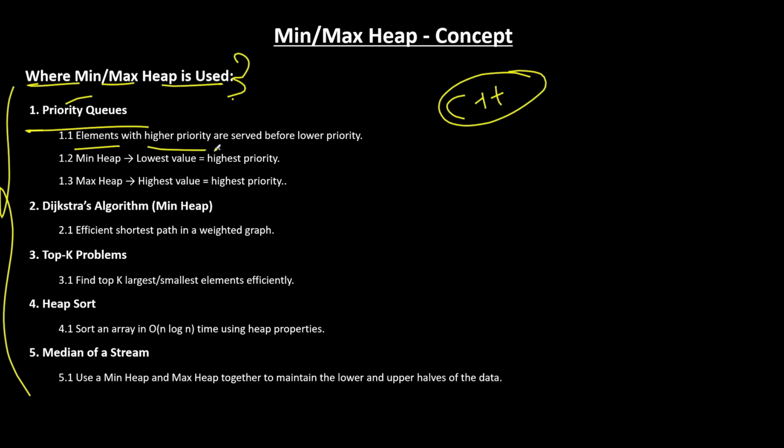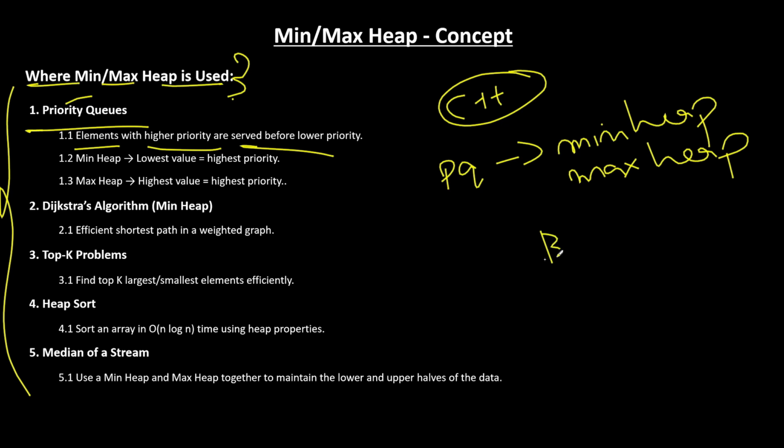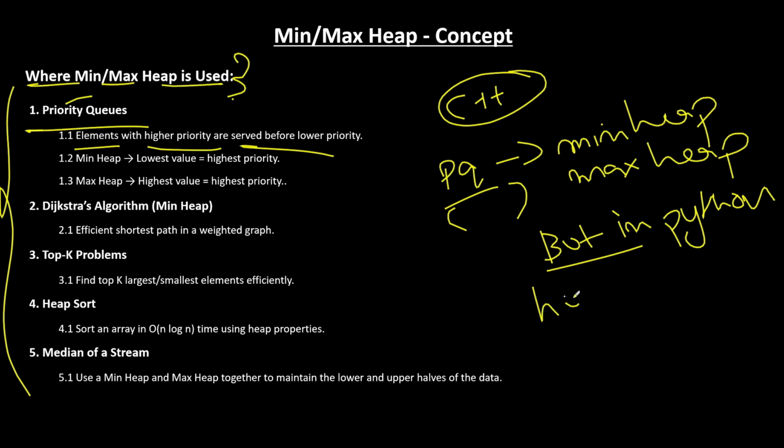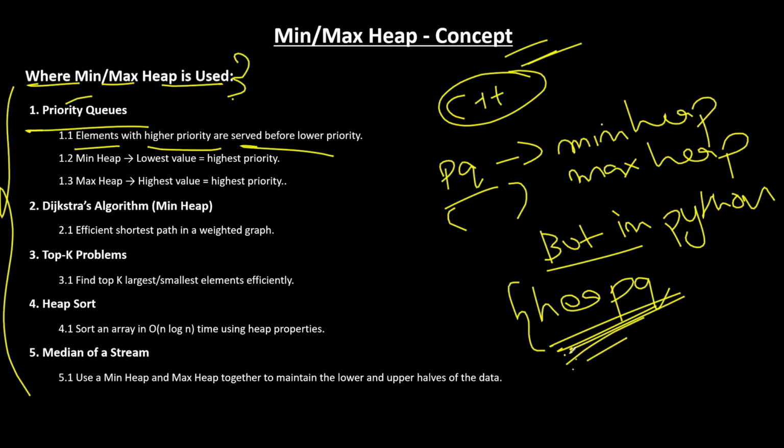In priority queues, it is mostly used in C++, okay? Elements with high priority are served before the lower priority. A priority queue is basically a min heap or max heap. But if we focus on Python, there is nothing such as a priority queue directly. So what we do, we use heapq to solve our min max heap problems, fine, which is the concept of heapify also here.